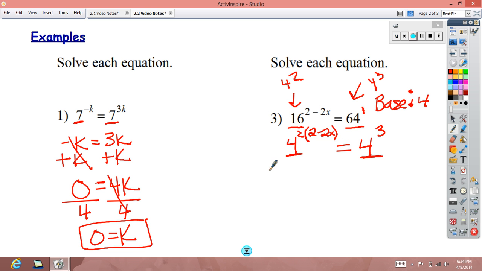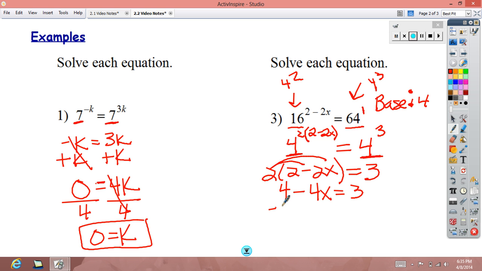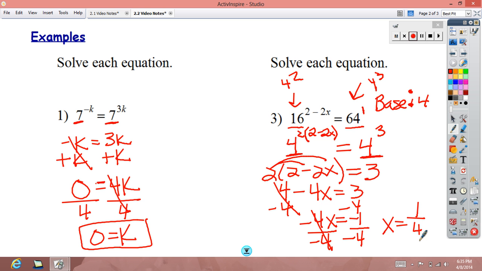So 2 times 2 minus 2x equals 3. Okay? Solve for x, distribute in the 2. 4 minus 4x equals 3. Subtract 4. Negative 4x equals negative 1. Divide by negative 4. And x equals 1/4. Okay? So, next.